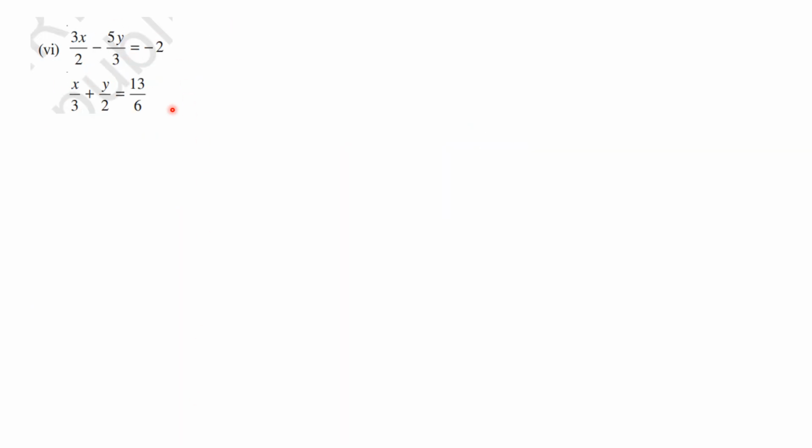Last question again, you can see it is in the form of a fraction. So better take the LCM. If we take the LCM of the first part, the LCM of 2 and 3 is 6. So here it will be 9x minus 10y equal to minus 2, and after cross multiplying, it will be minus 12. This is the first equation.